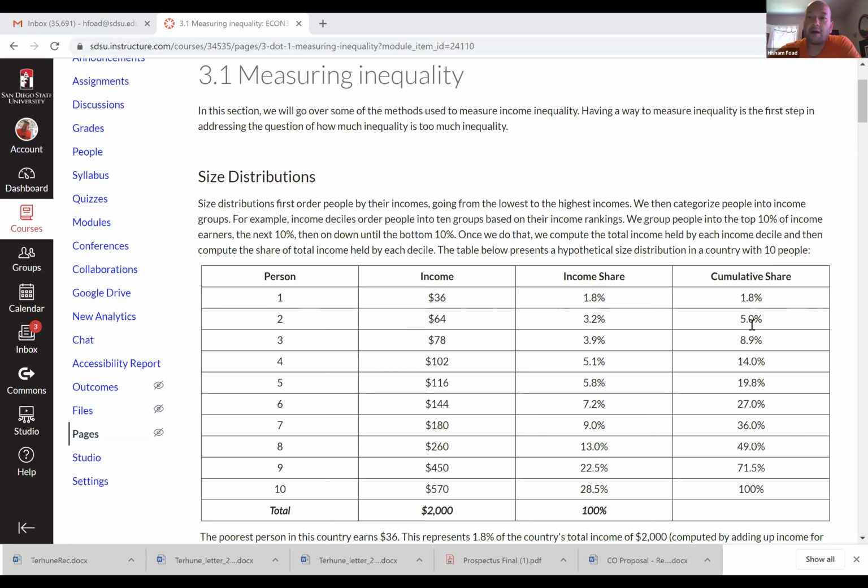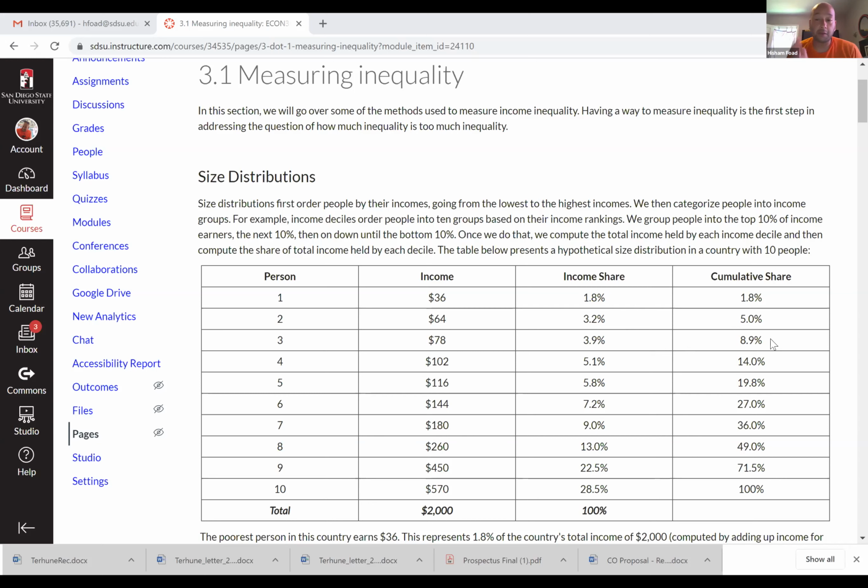Effectively, if you want to compute the cumulative income share, you take the income share at the bottom. That is both the individual income share and the cumulative income share for that first person. Then you add to that cumulative share how much money is held by the next 10%, and that gives you this cumulative share. So here we go from 1.8% plus 3.2% gives us 5%. If I want to know how much income is held by the bottom 30% of the population, I can take that 5% held by the bottom 20%, and add to that the 3.9% held by the next 10%, and that gives me a cumulative income share for the bottom 30% of 8.9%.